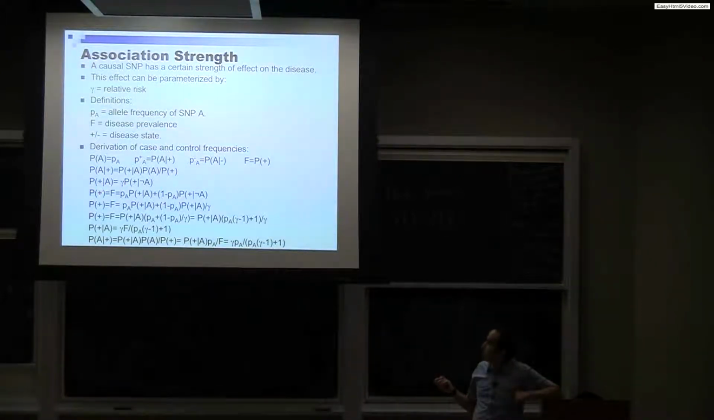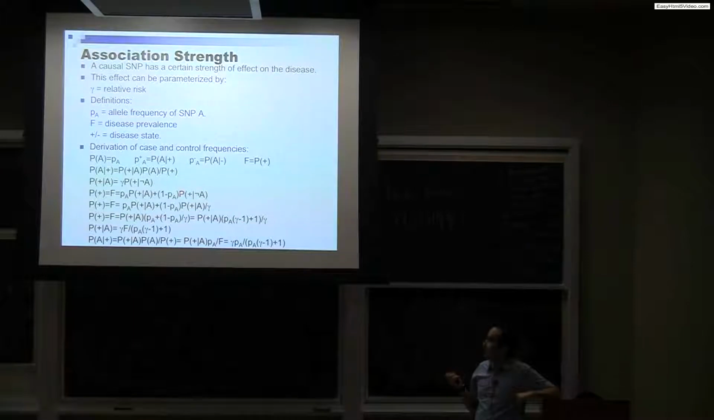So then, now the probability of having the disease is equal to the prevalence. That's the definition of the prevalence. And there are essentially two ways that you can have the disease, okay? Either you have the disease and the SNP, or you have the disease and you don't have the SNP. So do you guys know what rule this is? Yeah, the law of total probability, okay? So I'm just partitioning this event into these two cases, right?